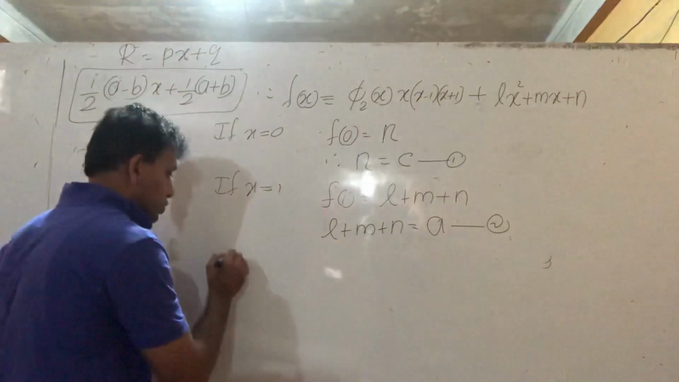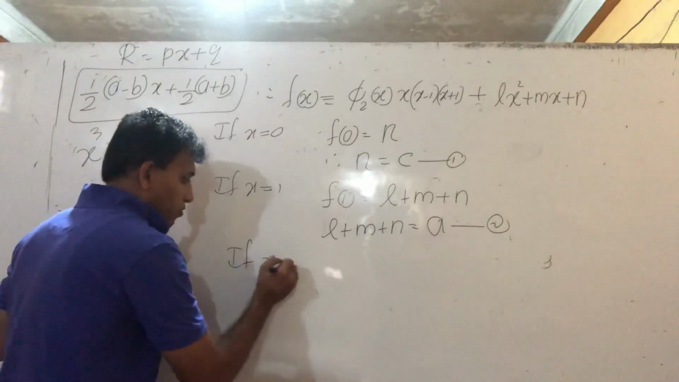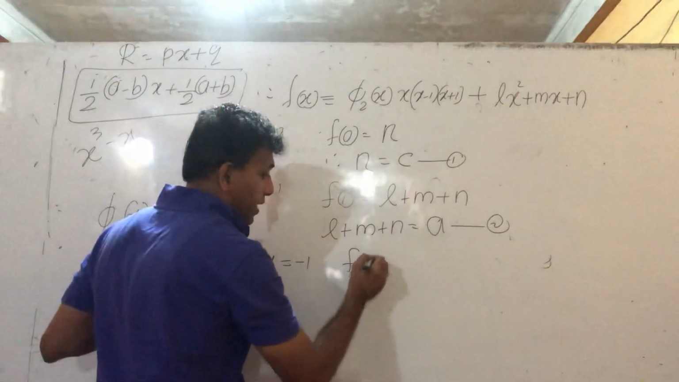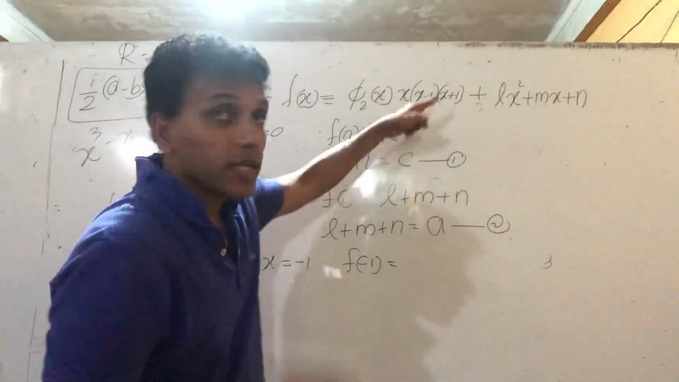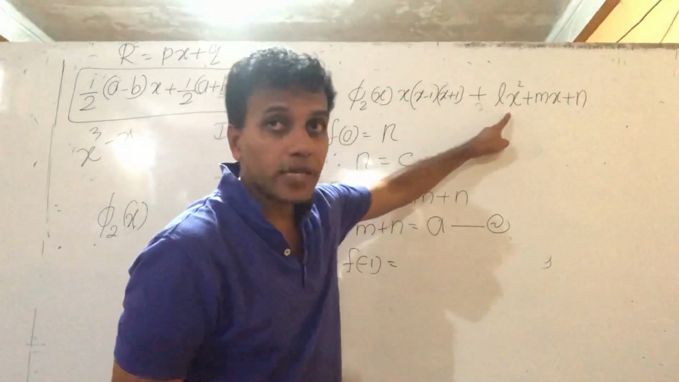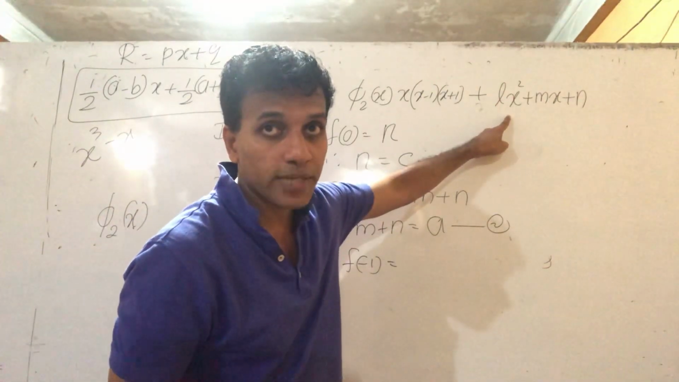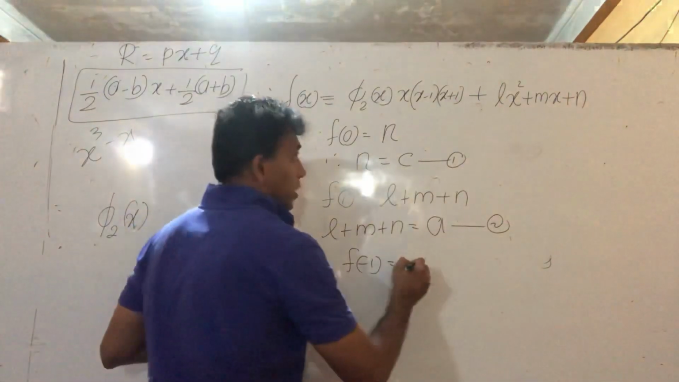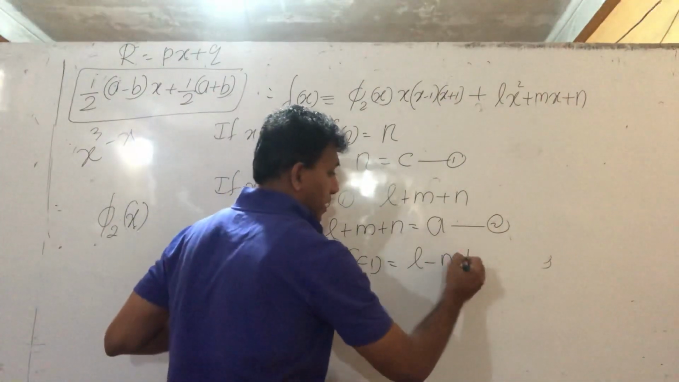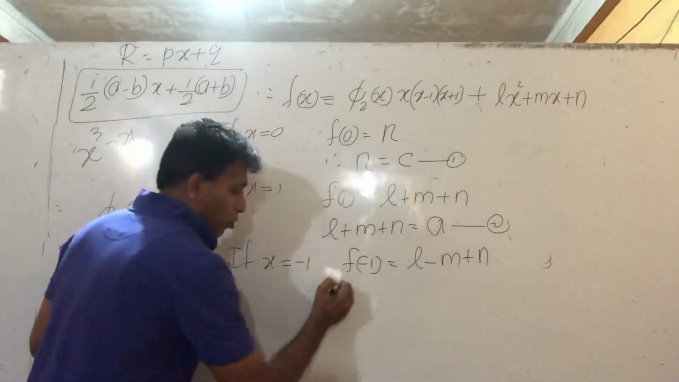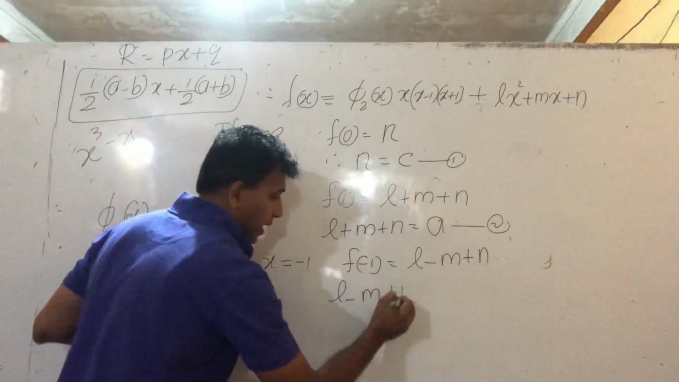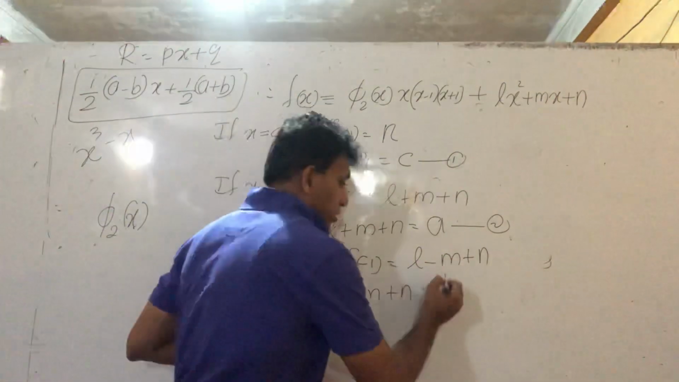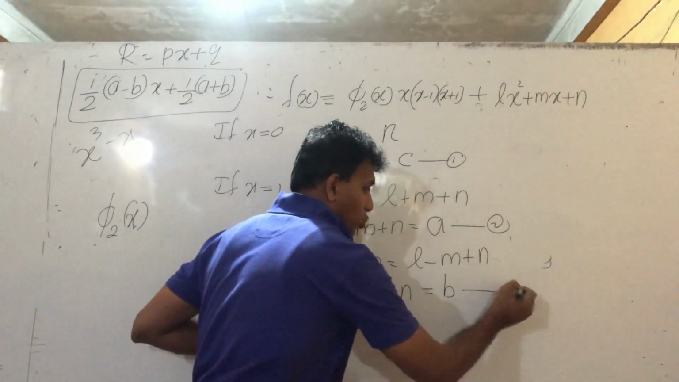Next, put x for minus 1. If x equals minus 1, what happened? f of minus 1, these parts are 0. Minus 1 squared is plus 1, don't say minus L, plus L, minus M, plus N. L minus M plus N. Therefore, L minus M plus N equals, they said f of minus 1 is B. This is our third equation.